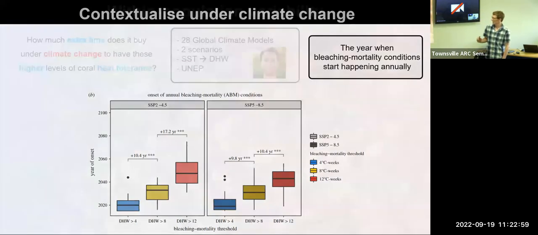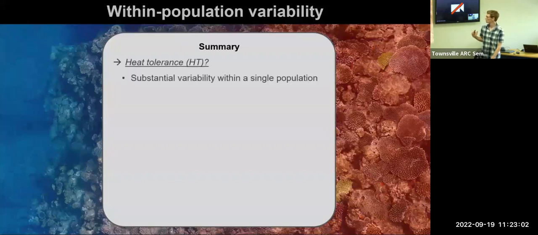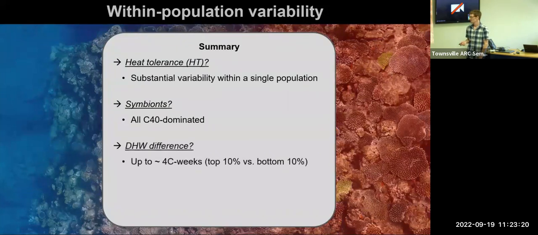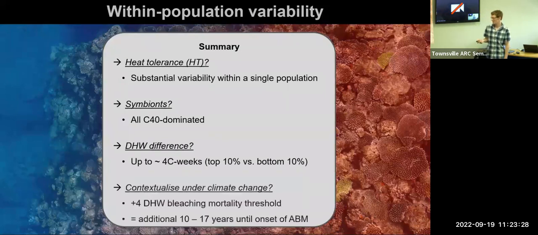So, summing up that section. We found quite a surprising variability of heat tolerance within this population. All these colonies were dominated by C40 Cladocopium symbionts, and the symbiont community type didn't really correlate with the heat tolerance. And it's quite a surprising level of DHW difference between what the most heat tolerant and least heat tolerant can handle, which translated to 10 to 17 years extra time under climate change. So that just gives us an idea, and this is again looking at one population, one species.